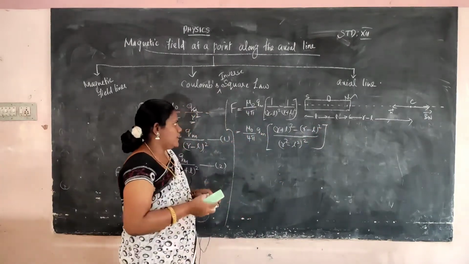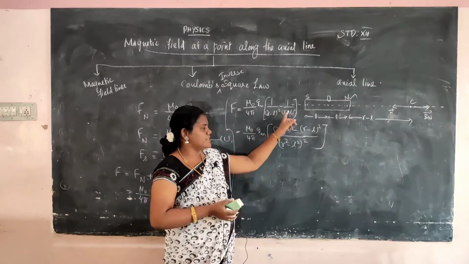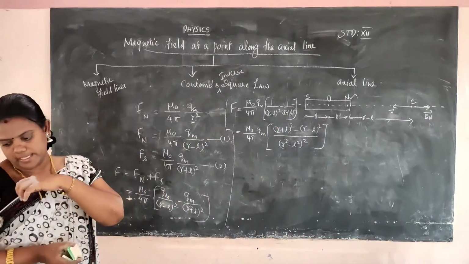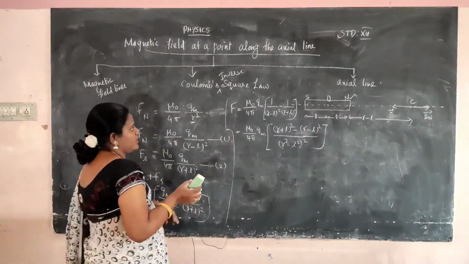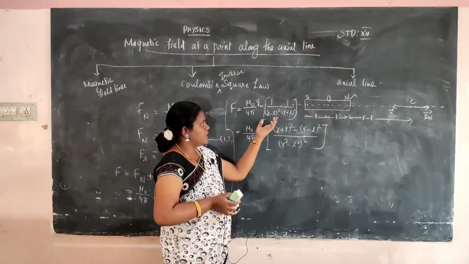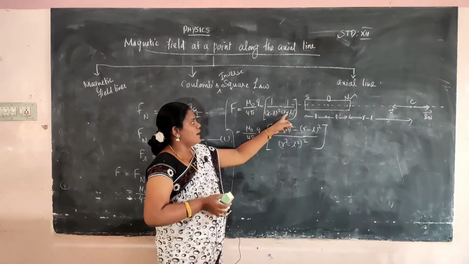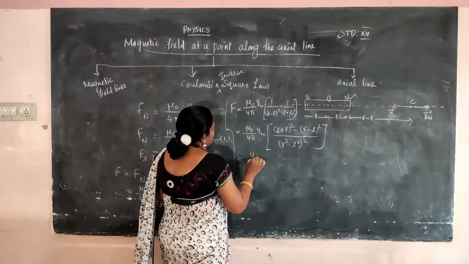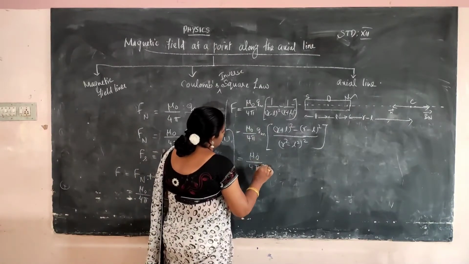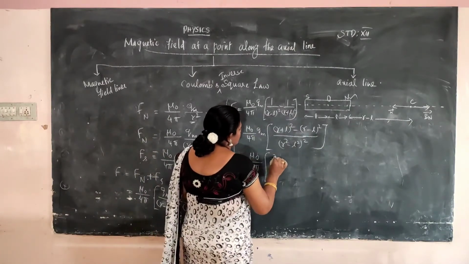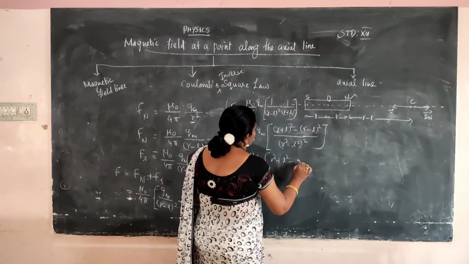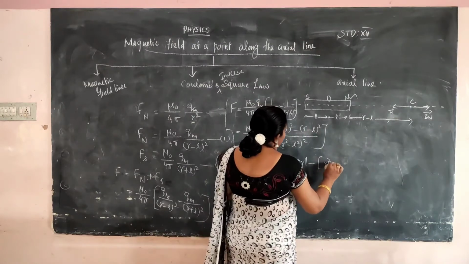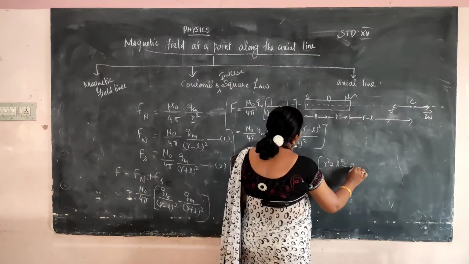In the denominator we have a minus b the whole square and a plus b the whole square. If you combine a plus b and a minus b, r square minus L square the whole square comes in the denominator. The numerator is r plus L the whole square minus r minus L the whole square. Expand it using the a plus b formula: mu naught by 4 pi into r square plus L square plus 2rL minus r square plus L square minus 2rL.